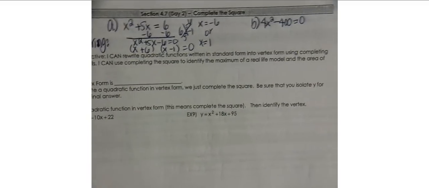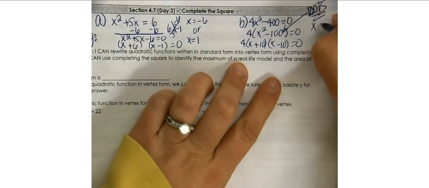For letter B, both of these terms have in common a 4, so I'm going to factor out a 4. And my leftovers is x squared minus 100 is equal to 0. Now, x squared minus 100 is what we call a difference of two squares. And a difference of two squares can be broken apart into two parentheses, where you split apart the x squared into an x and an x, and then you take the square root of your last number. The square root of 100 is a positive 10 and a negative 10. So your solutions are x equals negative 10 or x equals positive 10.